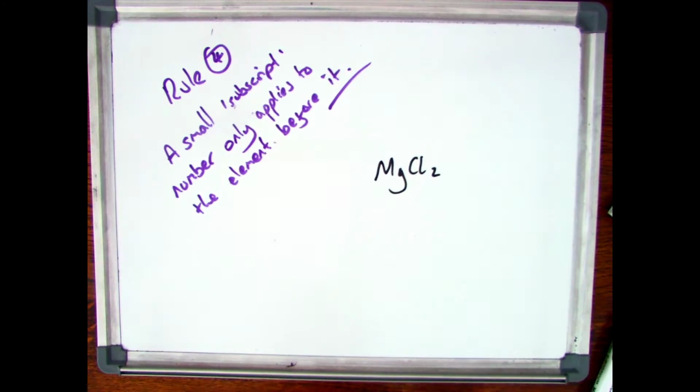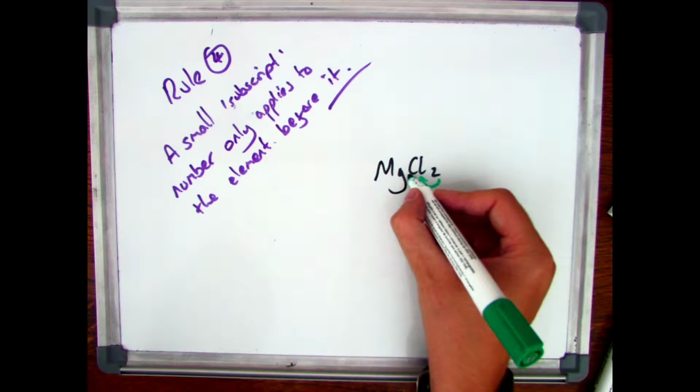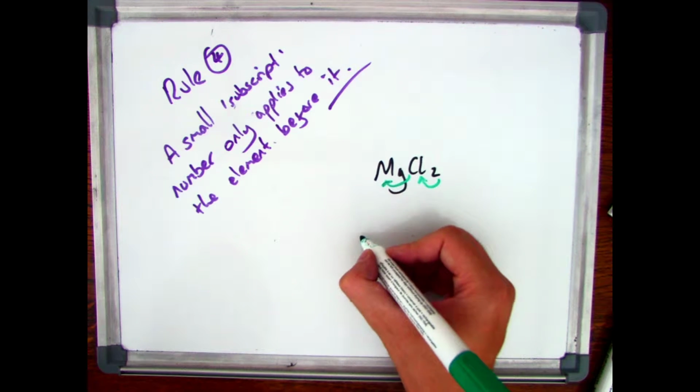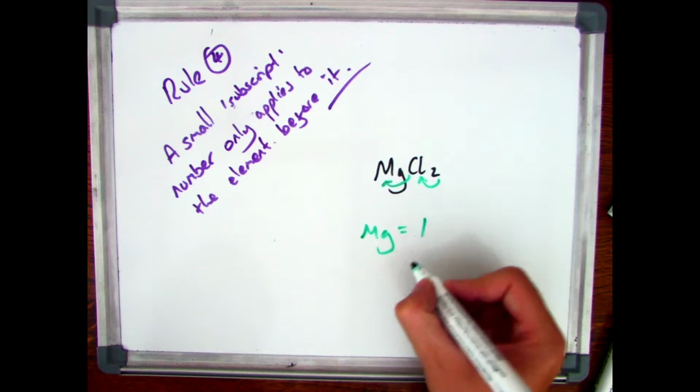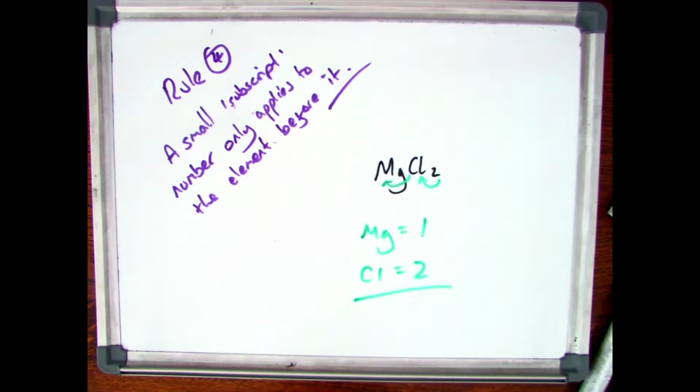The fourth rule is that if you have a small subscript number, it only applies to the element before it. So in this case of magnesium chloride, I've only got one magnesium, but I've got 2 chlorines. So that little 2 only applies to the chlorine before it.